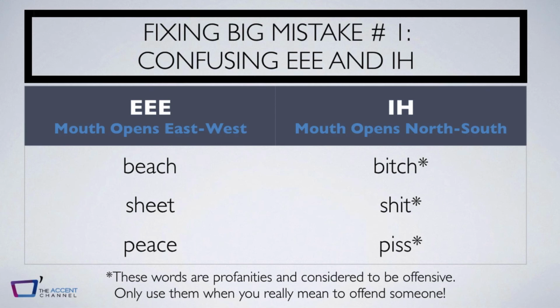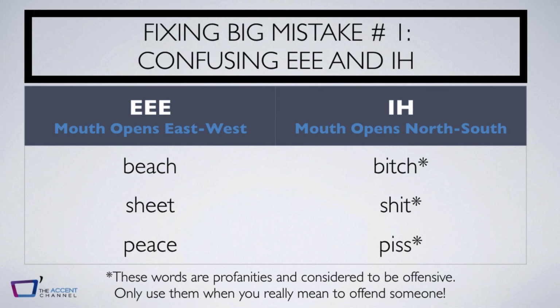Let's fix this right now so you don't make this embarrassing mistake ever again. Here's how we fix it. When you pronounce the vowel E, your mouth opens east to west, side to side, so it feels like you are smiling inside your mouth, and your tongue feels a little bit wide inside your mouth. When you pronounce the vowel I, your mouth moves north and south, or up and down, so your jaw drops a little and your tongue drops a little with it. Let's try that on these words.